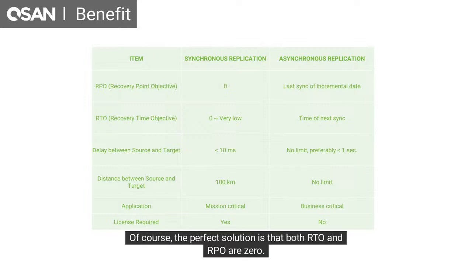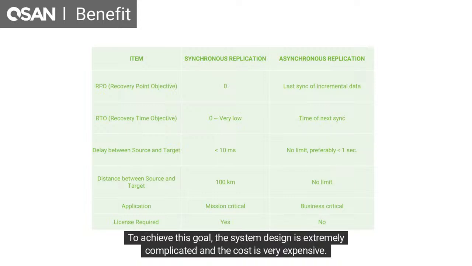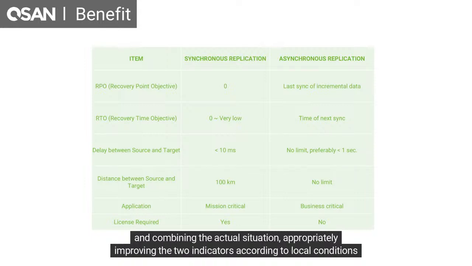Of course, the perfect solution is that both RTO and RPO are 0. This means that when a fault occurs, the system will respond immediately and there will be no data loss. To achieve this goal, the system design is extremely complicated and the cost is very expensive. So we should avoid falling into the vicious circle of simply pursuing the improvement of the two indicators, and combine them with the actual situation. Appropriately improving the two indicators according to local conditions is the right way.